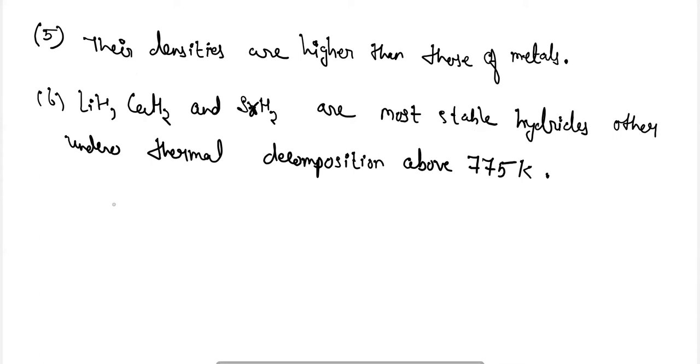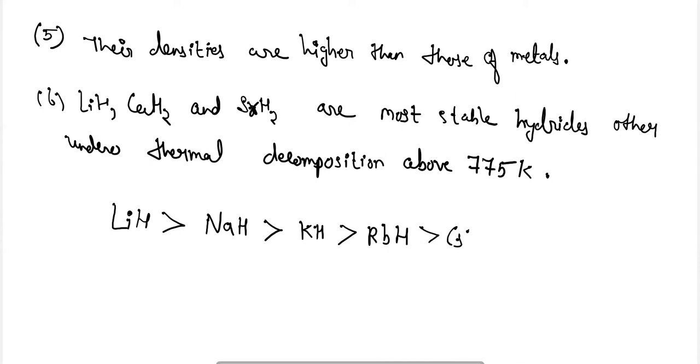The thermal stability for the first group: lithium hydride is more stable, sodium hydride is less stable than lithium hydride, potassium hydride is less stable than sodium hydride, rubidium hydride is less stable than potassium hydride, and the least stable is cesium hydride. For group 2, calcium hydride is more stable, strontium hydride is intermediately stable, and barium hydride is least stable. Magnesium and beryllium hydrides are not included because they are covalent in nature, not ionic.